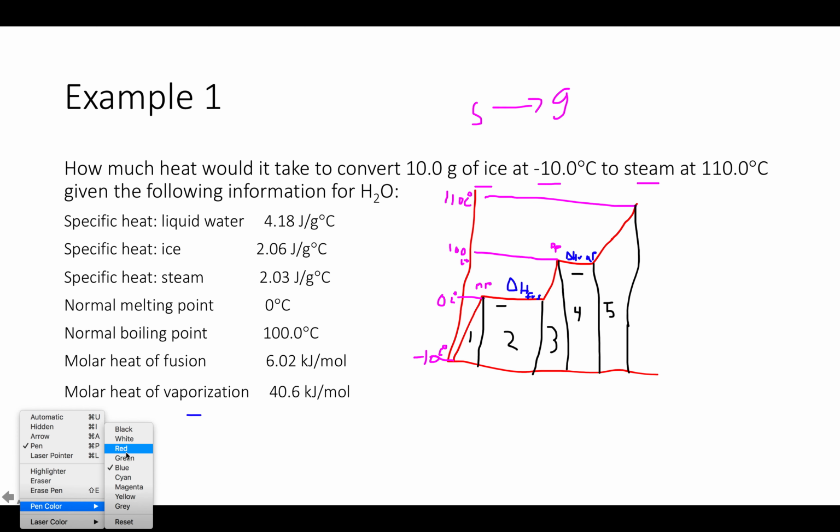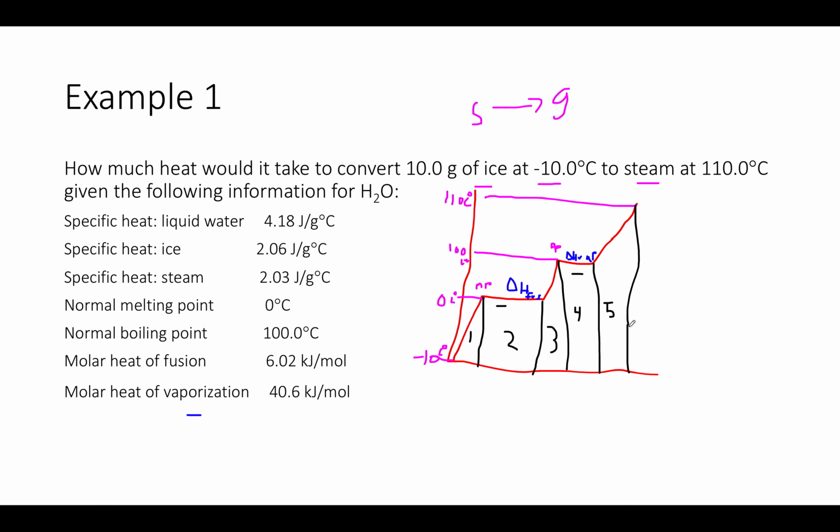What we can do is find each Q value, add them up, and that is how much heat it would take. Q1, well, we have a temperature change. So it would be your typical mass times specific heat times delta T. Q2 is an enthalpy change. It would just be the mass of ice times the heat of fusion.